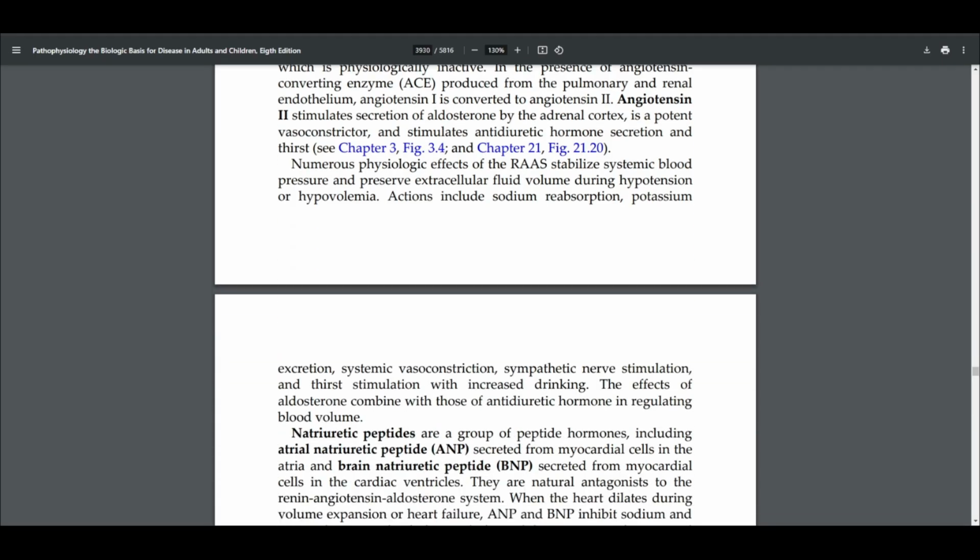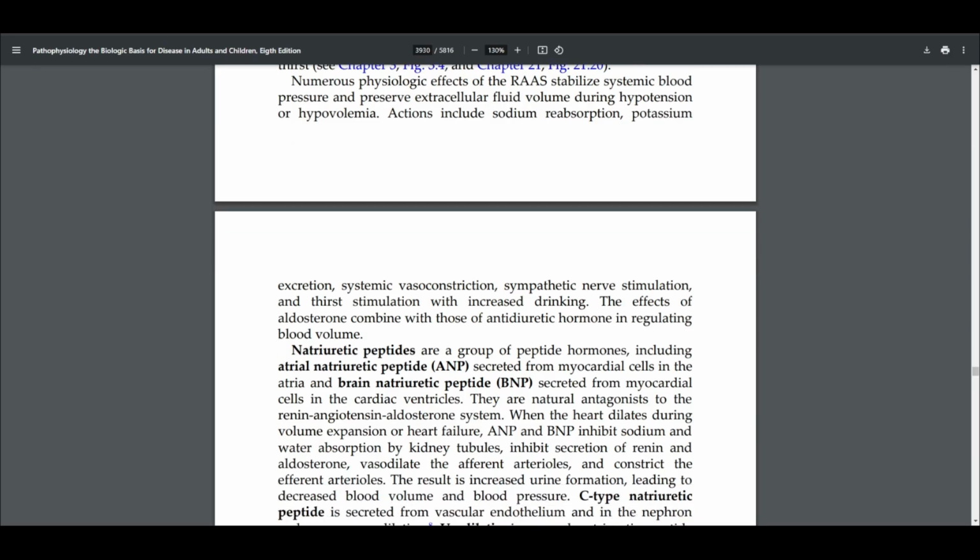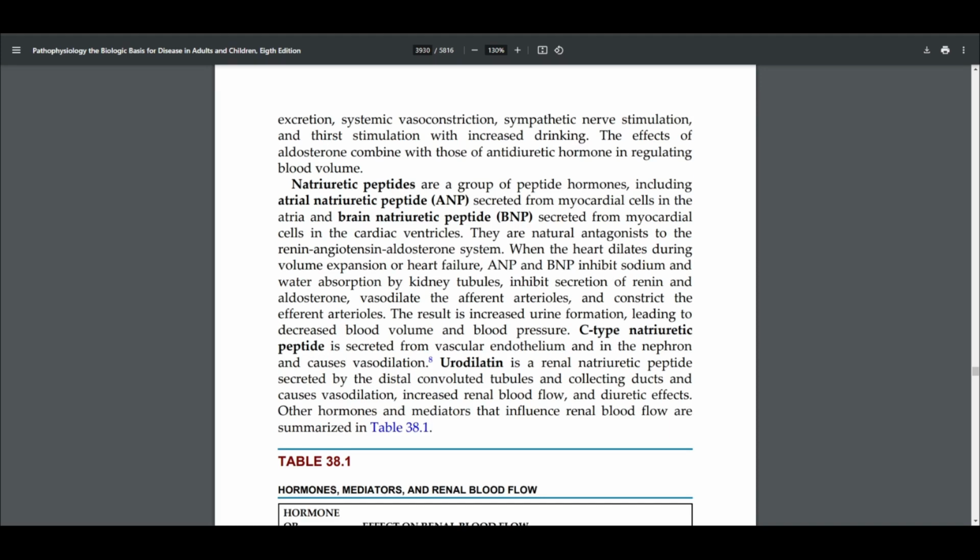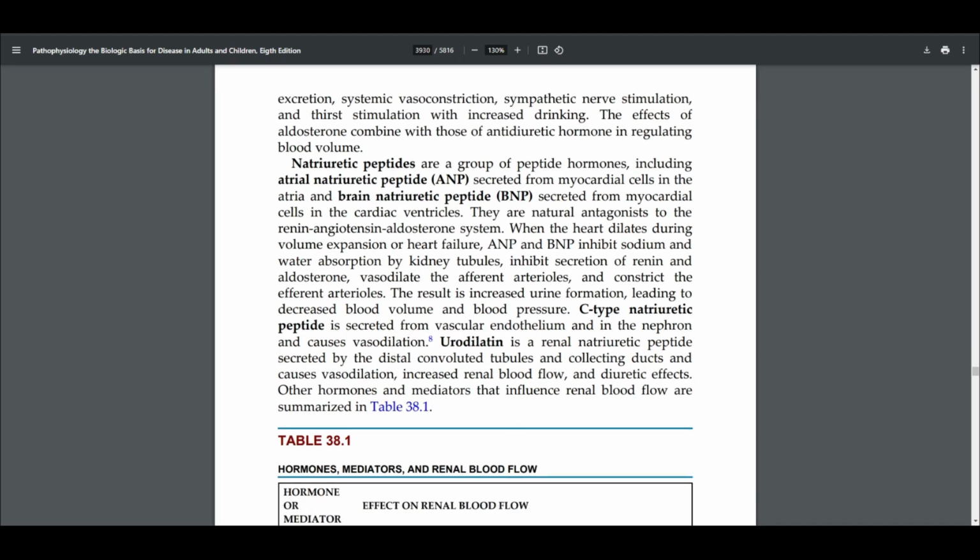and thirst. Numerous physiologic effects of the RAS stabilize systemic blood pressure and preserve extracellular fluid volume during hypotension or hypovolemia. Actions include sodium reabsorption, potassium excretion, systemic vasoconstriction, sympathetic nerve stimulation, and thirst stimulation, which increases drinking. The effects of aldosterone combine with those of antidiuretic hormone in regulating blood volume.